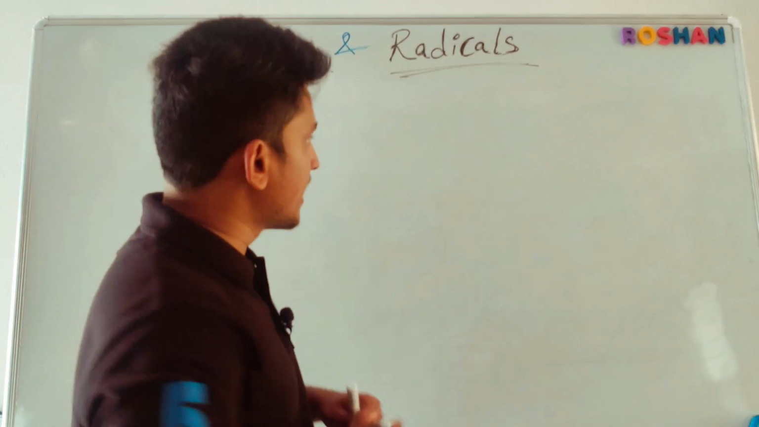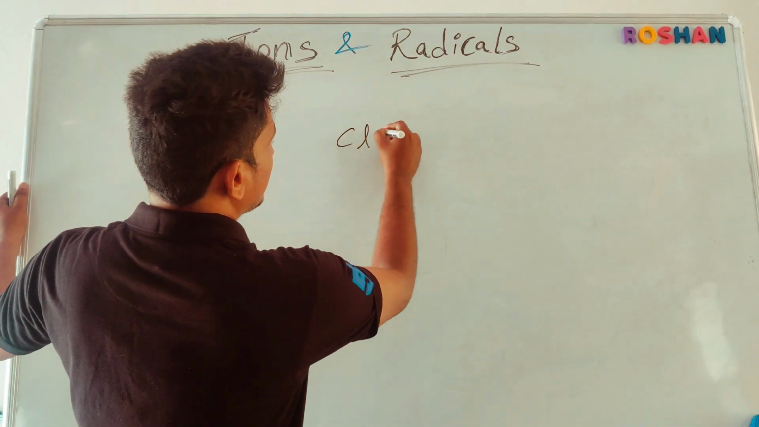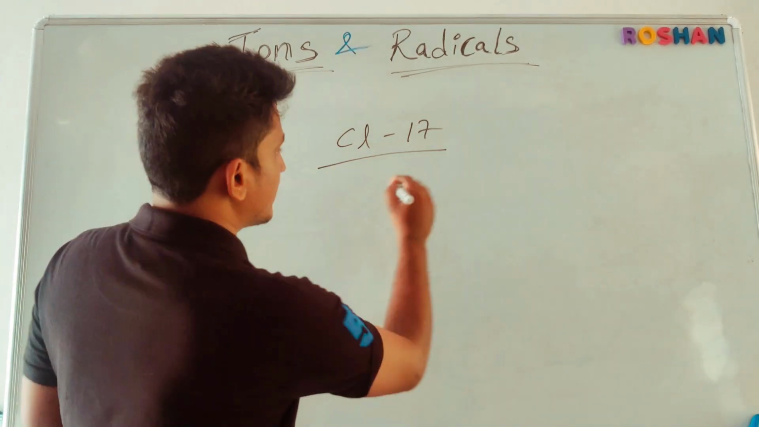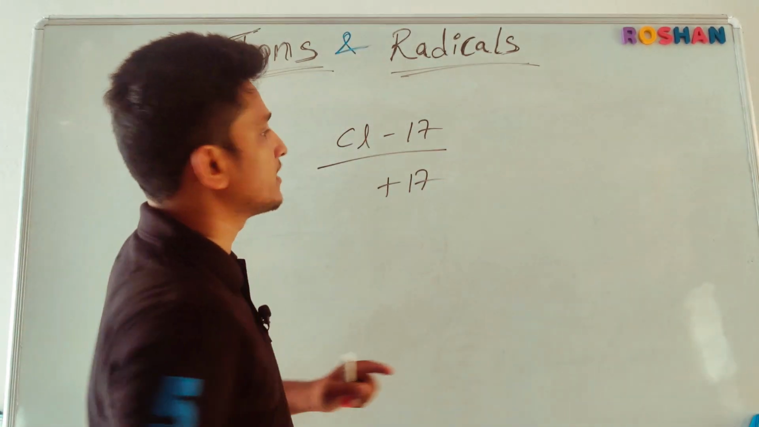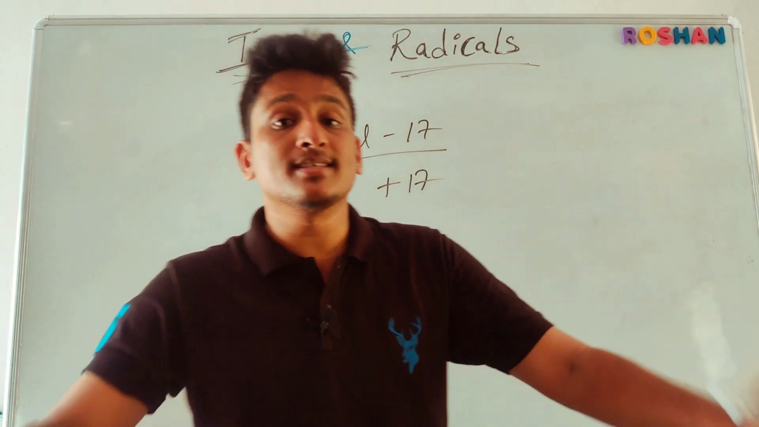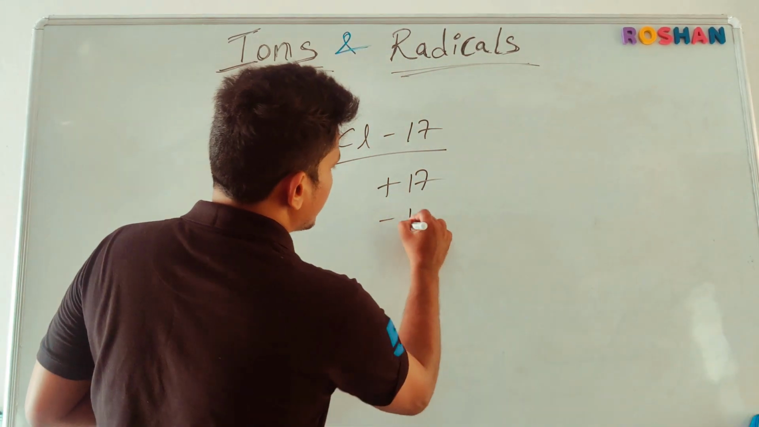Let us consider chlorine atom. Chlorine, symbol Cl. Atomic number is 17. Now answer, how many protons are there? 17 means directly, no doubt, 17 protons are there. How many electrons are there? In a neutral atom, the number of protons is always equal to the number of electrons, so there are 17 electrons.